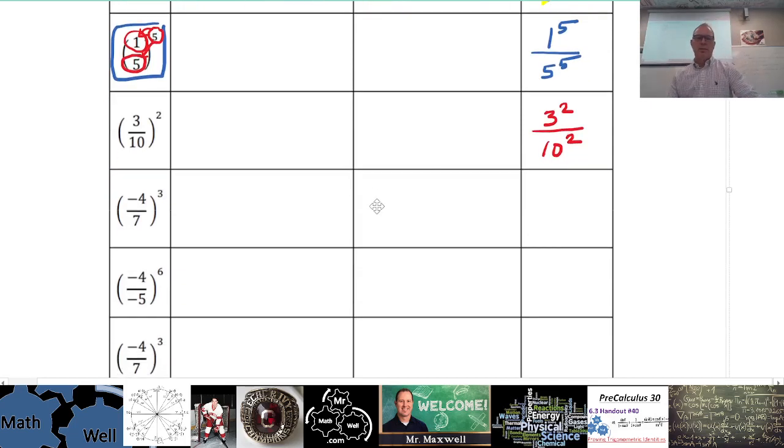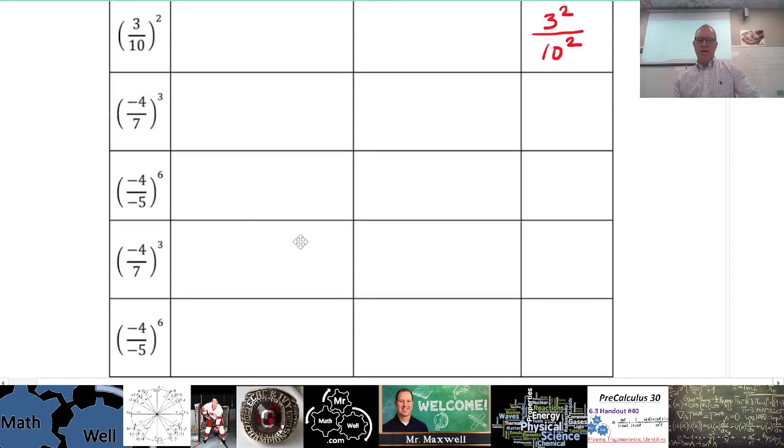All right. Similarly for negative factors, let's just do one negative one here. So for this one here, this is negative 4 all to the power of 6, because that negative is inside the brackets, divided by negative 5 all to the power of 6.